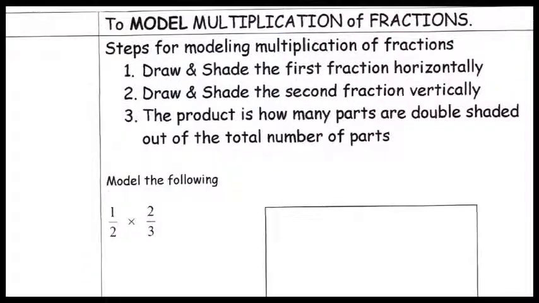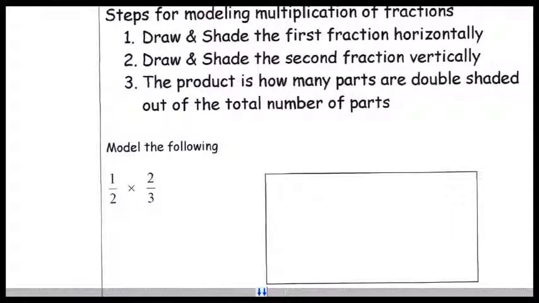First step is to draw and shade the first fraction. It matters how you do it. I'm going to go really slow so you can understand how to do this one, okay? So I'm going to draw the first fraction, 1/2. The way I draw that is the bottom number tells me the total number of parts. That means I have 2 parts.